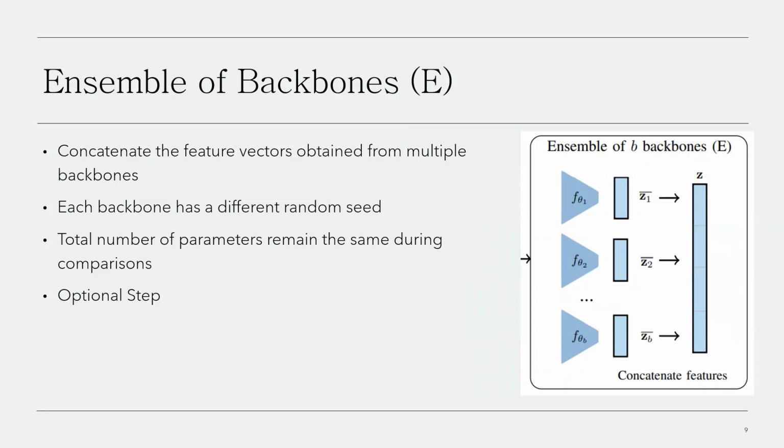And one thing that they wanted to point out is towards the end in the results, they compare using this optional step versus not using it. And they really wanted to point out the number of parameters always remains the same. So if they're using the Ensemble of Backbones, each individual backbone that's concatenated will have fewer parameters. So therefore, the number of parameters in the concatenation of the feature vectors will match the number in just one backbone if it wasn't ensembled.